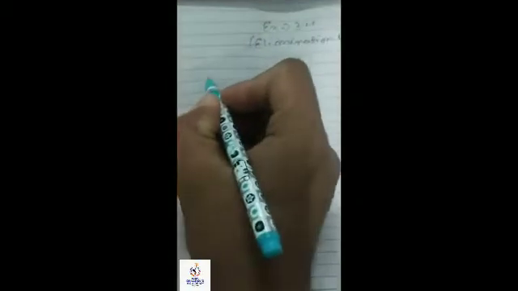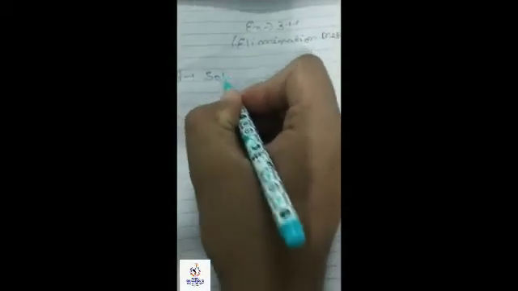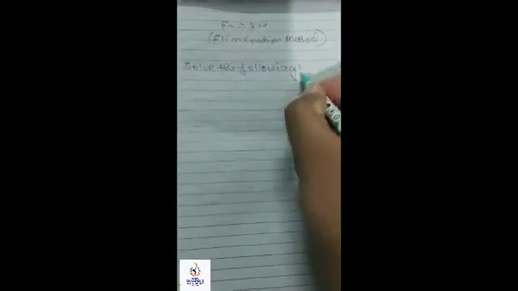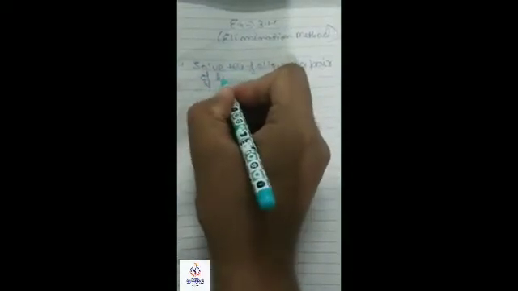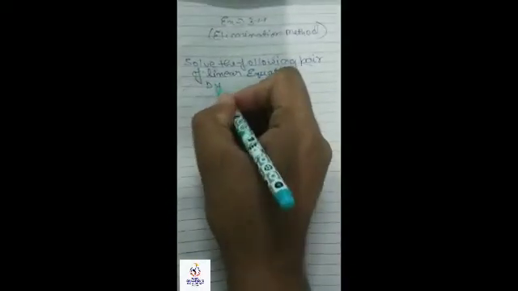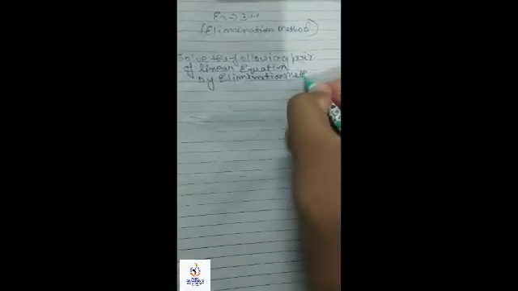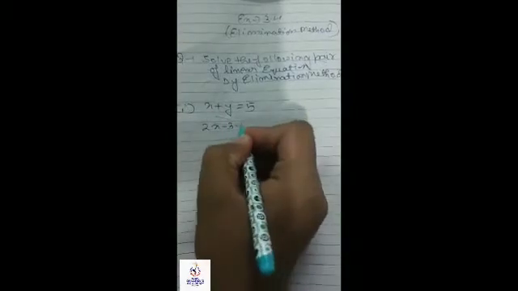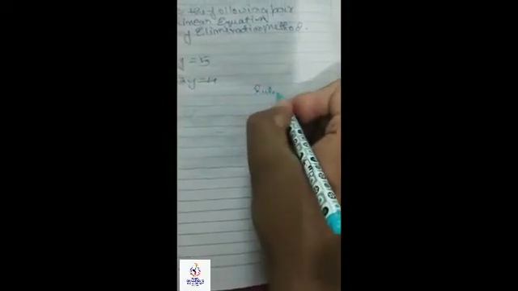So exercise 3.4, first question: solve the following pair of linear equations by elimination method. The first equation is x plus y is equal to 5, and the second one is 2x minus 3y is equal to 4. Before we discuss this question, let's write some rules for elimination method.